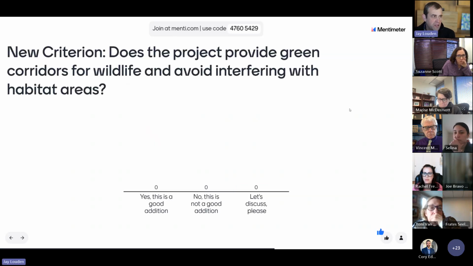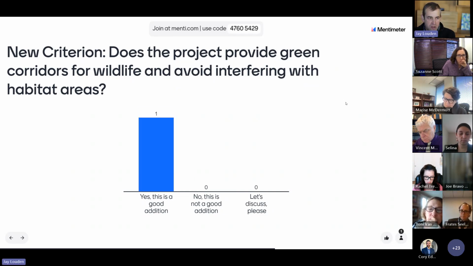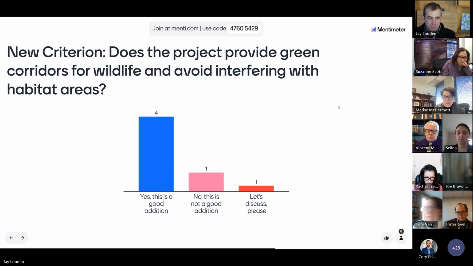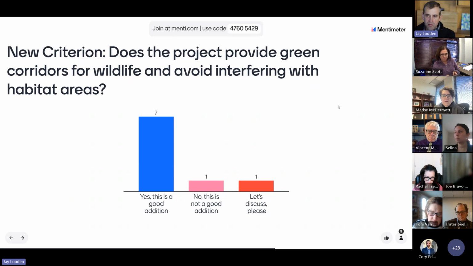Okay, keep moving here. Another new one. Does the project provide green corridors for wildlife and avoid interfering with habitat areas? Yes, a good addition. No, not good. Or let's discuss. All right, a no and a let's discuss. So please speak up.